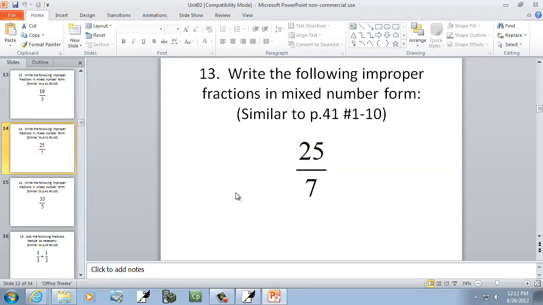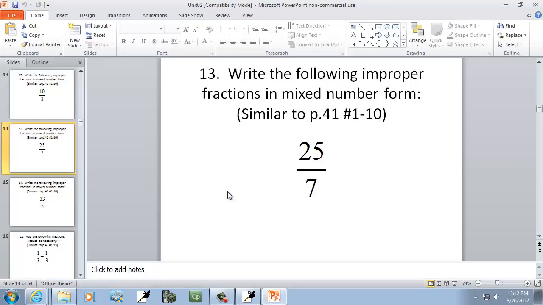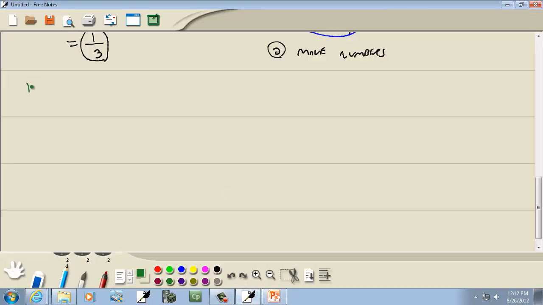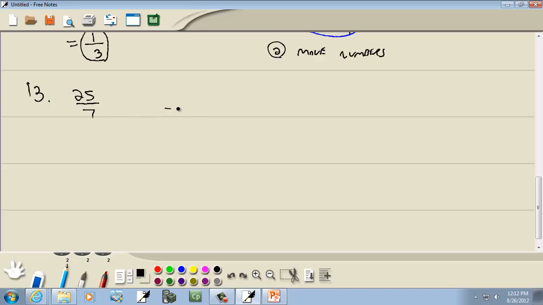Let's look at another one of those. We've got 25 sevenths. Oops. Change it back to black. 25 sevenths. Again, we use old style division. I'm going to take 25 divided by 7. That gives us 3. 3 times 7 is 21. And subtract those, and I get 4. So again, this is going to become 3 4/7.